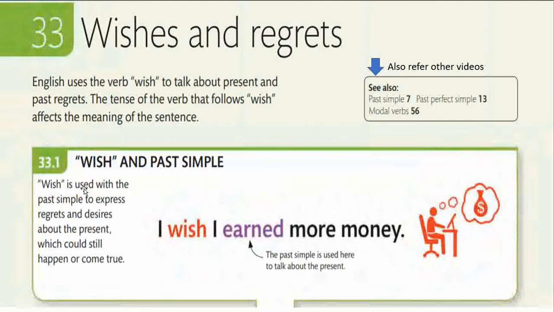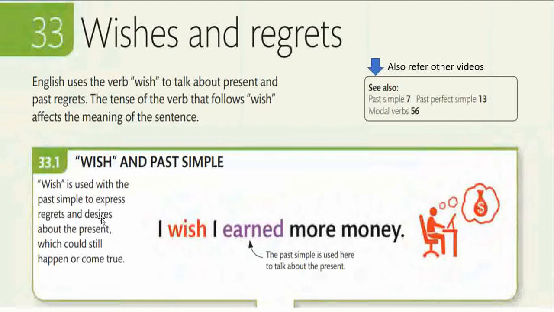Now let us begin. The first pointer that we have is wish with simple past tense, or past simple tense. The word wish is used with the past simple or simple past tense to express regrets and desires. Desires means wanting to do something. Regrets means you should have done something in the past, but now you have not done it. You're talking about the regret. So, regrets and desires about the present. Make a note of it.